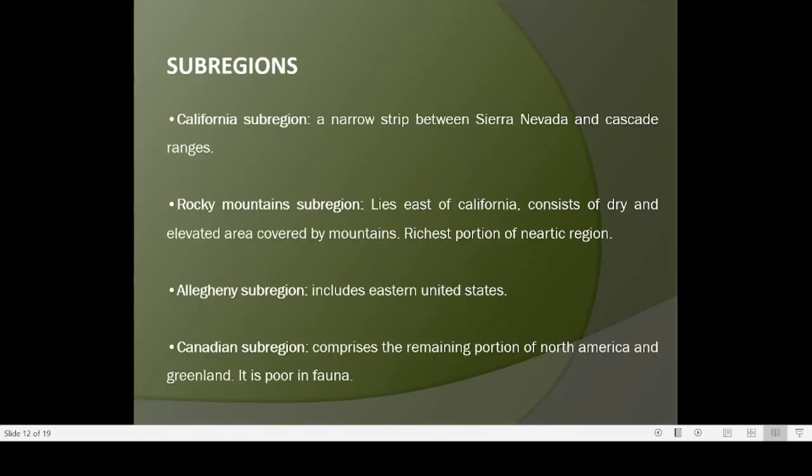Now, going to the sub-regions of the Nearctic realm. One is the Californian subregion. Then the Rocky Mountain subregion. Then Mountain States.